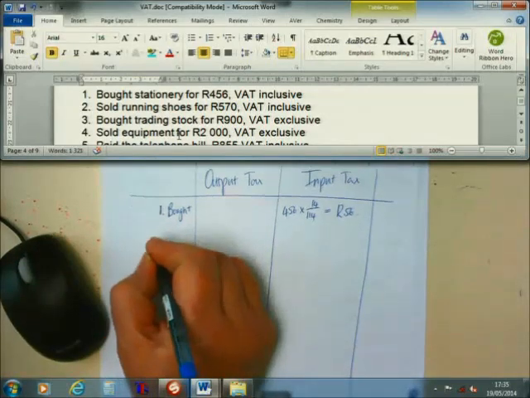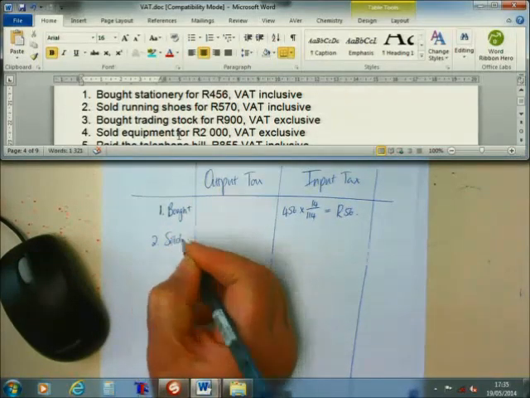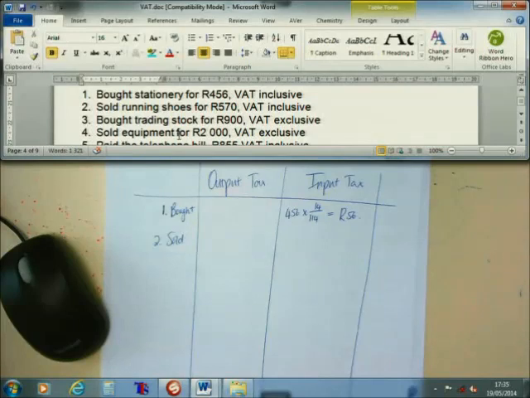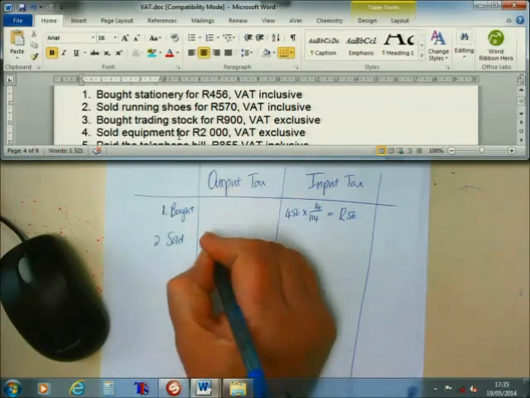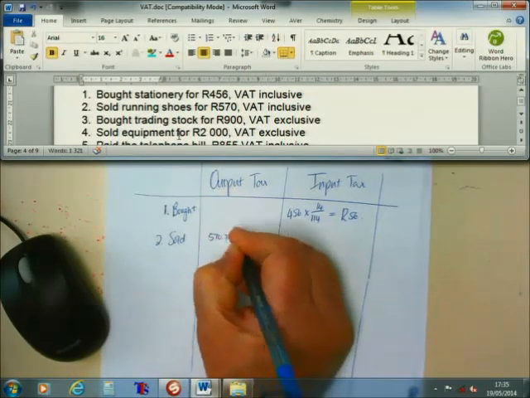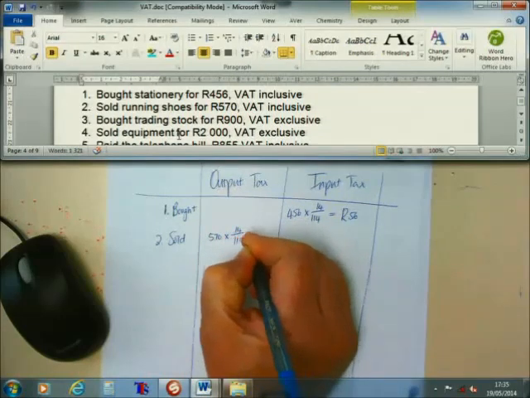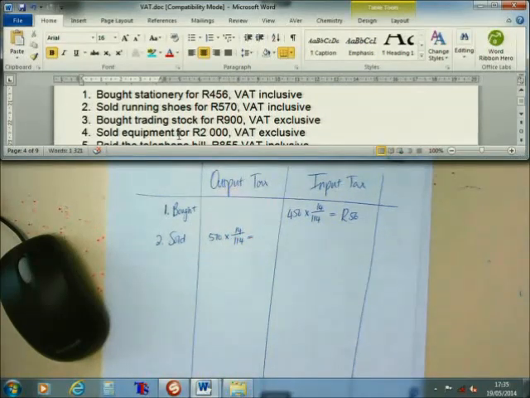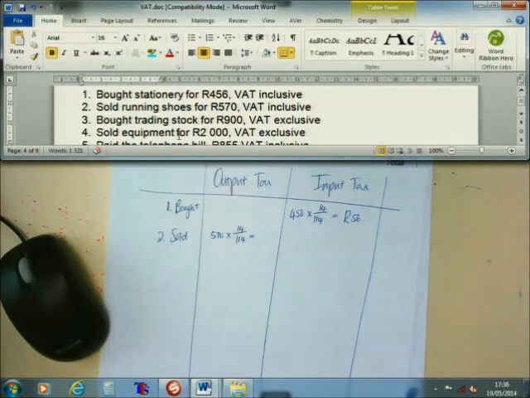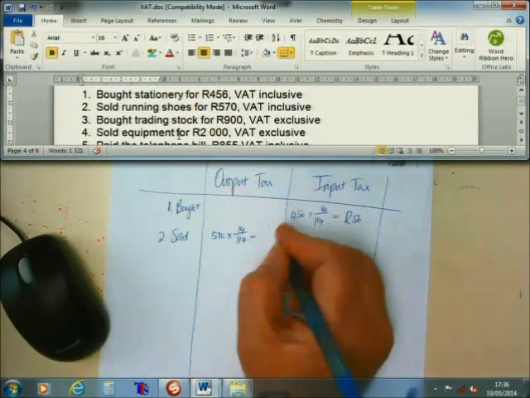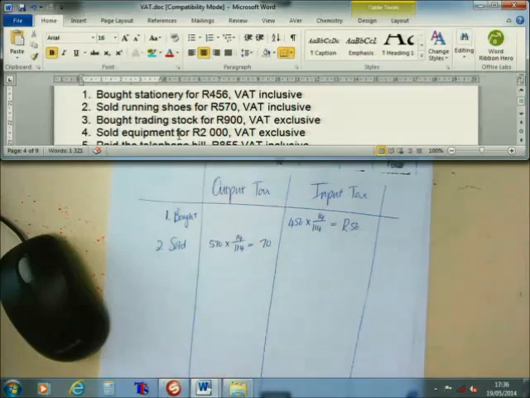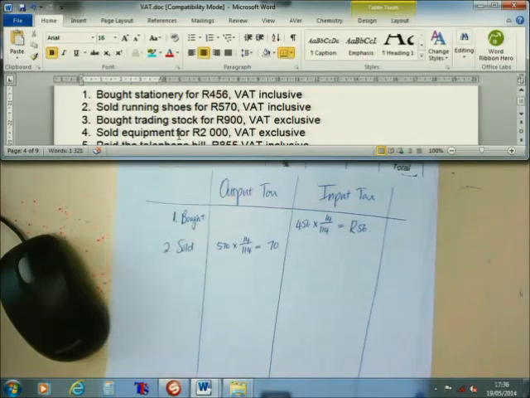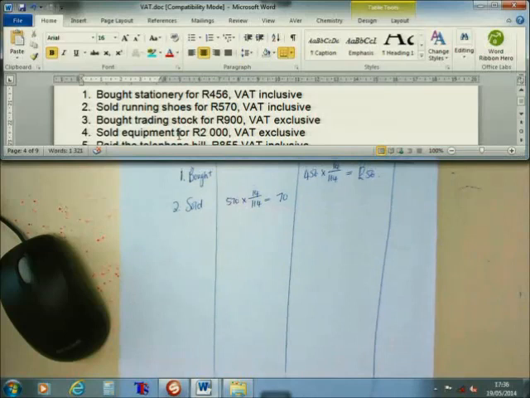Sold running shoes. Sold means it's output. Sold running shoes for 570, VAT inclusive. VAT inclusive is 14 over 114, so 570 times 14 over 114 gives you 70 Rand. Output tax because we sold.